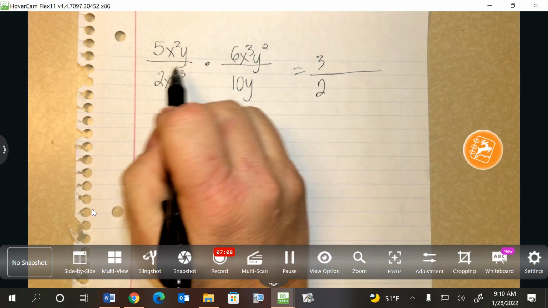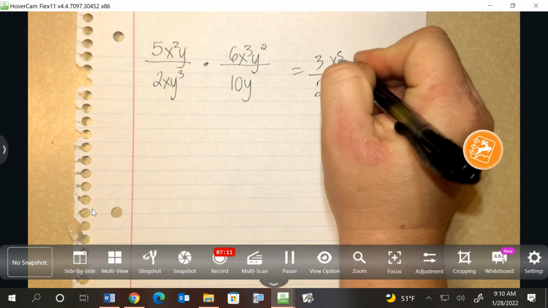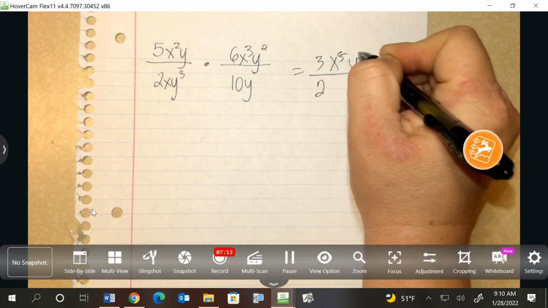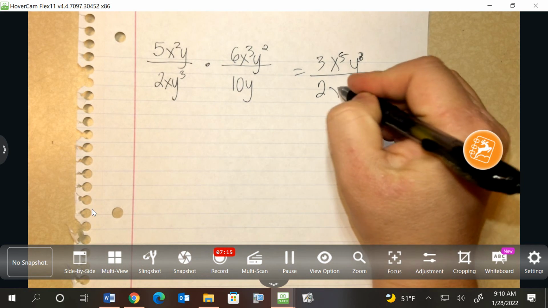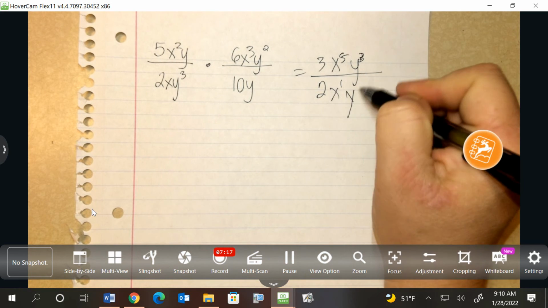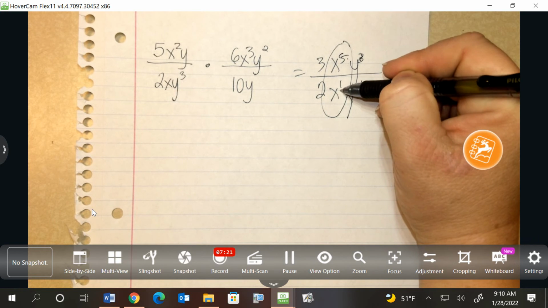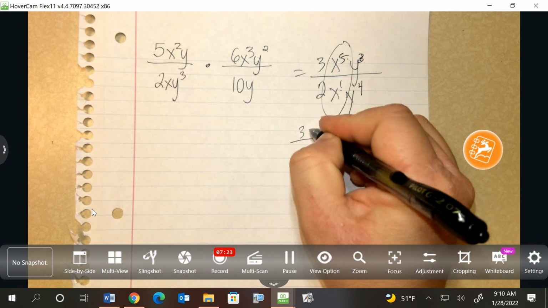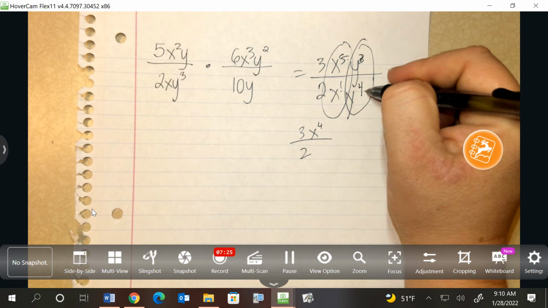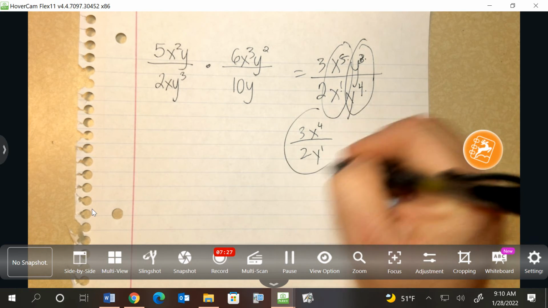It's up to you. I'm counting the number of x's on top. I have 5. The number of y's on top, I have 3. The number of x's on the bottom is 1. The number of y's on the bottom is 4. 5 subtract 1 is 4. Highest one is on top. 4 subtract 3 is 1. Highest one is on the bottom. Done.